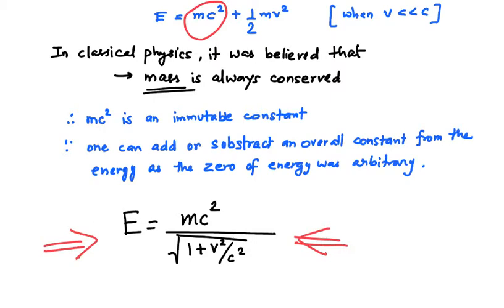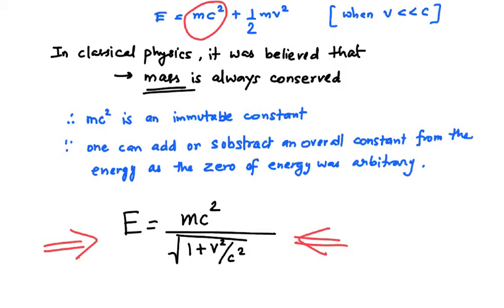However, in the 20th century, nuclear processes were discovered in which large changes of mass occur, and even where the rest mass of certain particles disappears entirely.